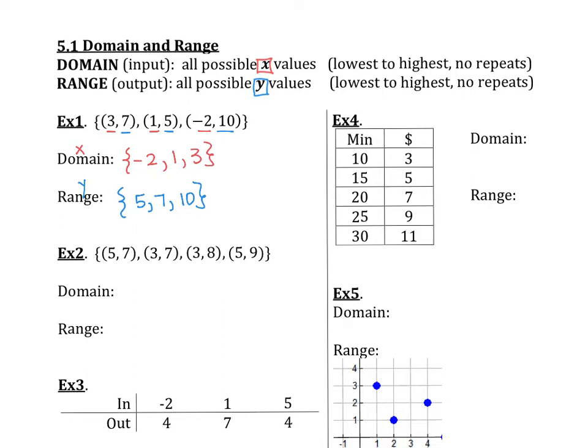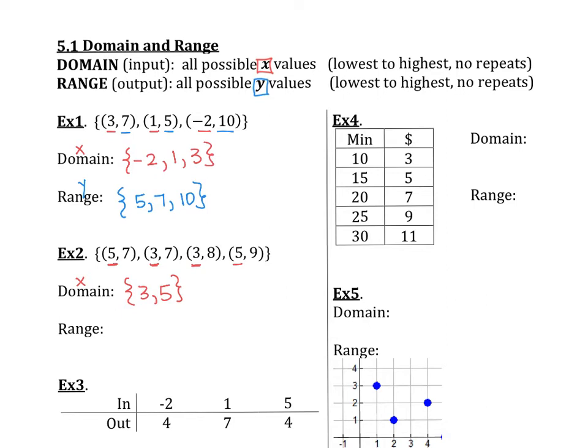Okay, so for example, I'm going to go ahead and do the same thing. Domain is the input or the x values. So I'm just going to look at what I have. I have 5, 3, 3, 5. Okay, I want to go lowest to highest, and I don't want to include any repeats. Okay, so the lowest x value is 3. Oh, I have 3 and 3. Even though I have two 3s, I'm not going to list them twice because I don't list the repeats. Then I have a 5 and a 5. So my possible x values are 3 and 5. Okay, I put them lowest to highest. I didn't include the repeats.